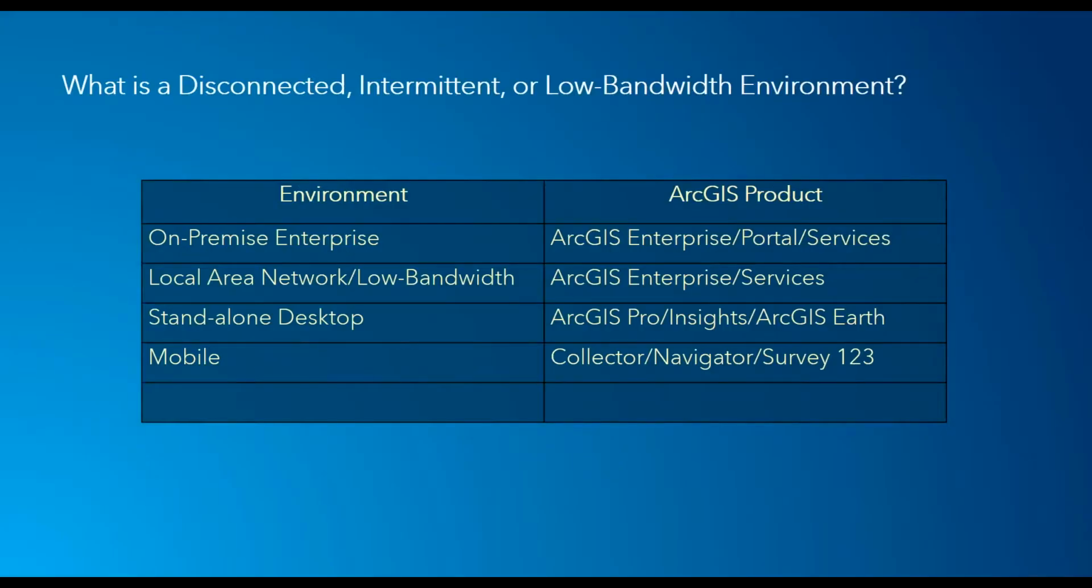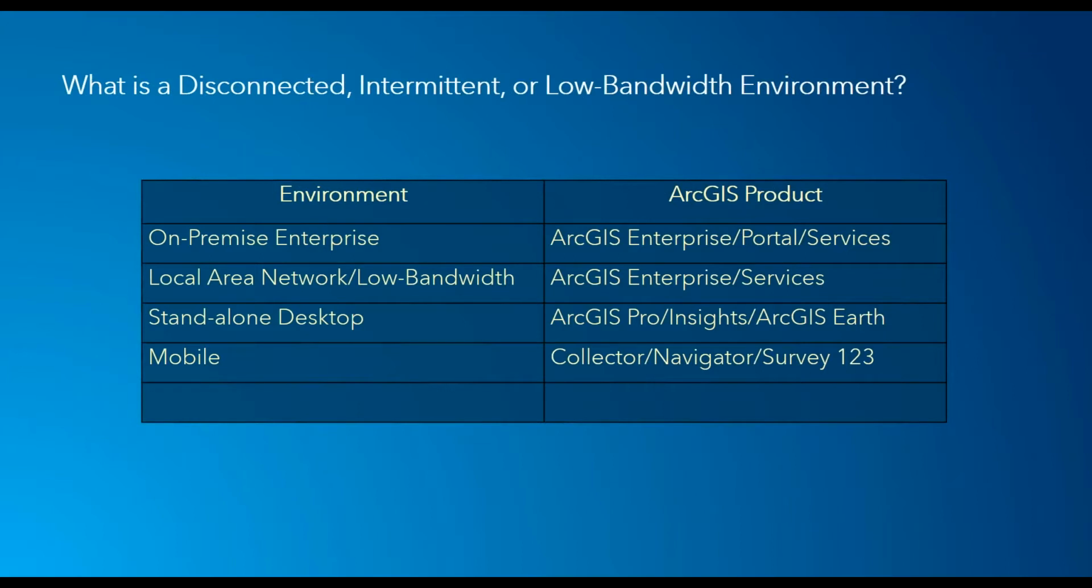Thanks, James. I'd like to start our discussion today by defining what we mean when we say a disconnected, intermittent, low bandwidth environment. The first scenario is a case where you may run ArcGIS Enterprise or Portal in an on-premise network with no access to www internet resources. In this environment, users cannot access ArcGIS Online Help, Basemaps, or other www online services, such as World Geocoder, Geo-Enrichment Services, or ArcGIS API for JavaScript Web Optimizer.